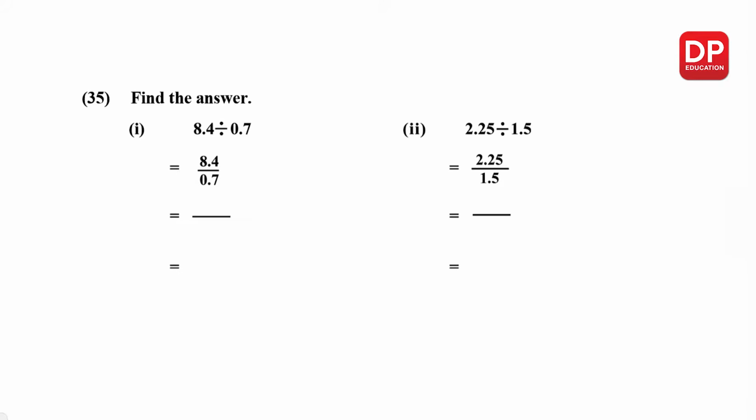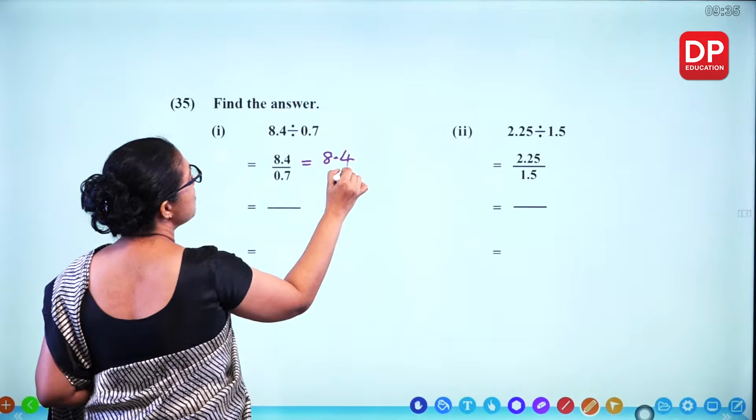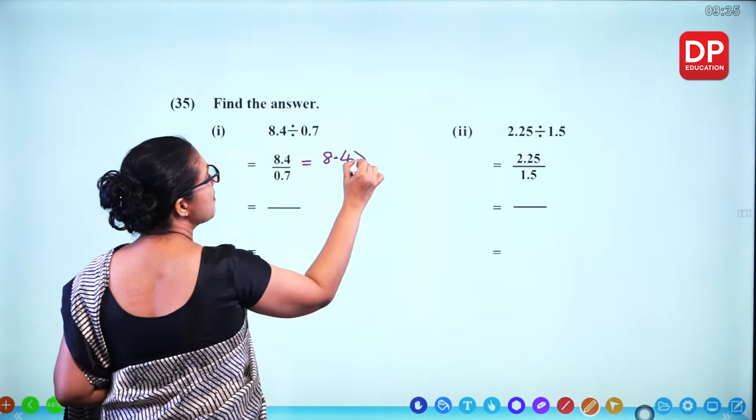Find the answer. 8.4 divided by 0.7. That means 84 divided by 7. Why? Multiply by 10.